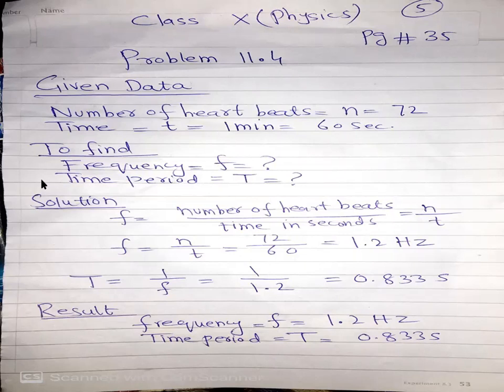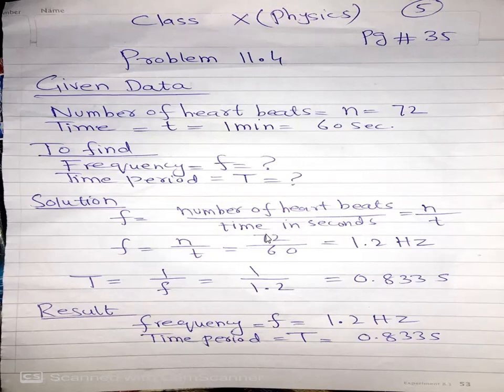In this numerical, we need to find out frequency, which is denoted with small f, and the time period, which is denoted with capital T. So I will use the formula. Solution: f is equal to number of heartbeats divided by time in seconds. So f equals n by t. I will use this formula.